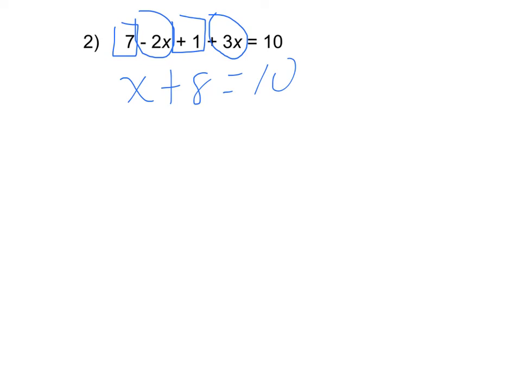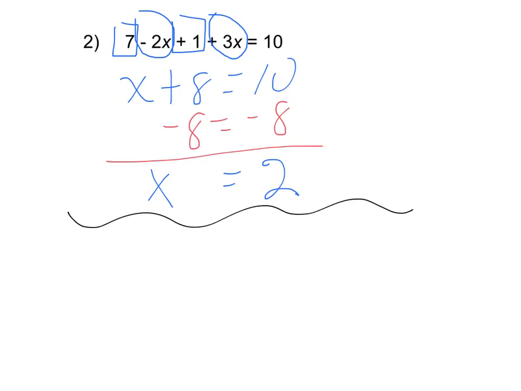So now we're going to get rid of that 8 first, undo the adding by subtracting, and what we end up with is x equals 2, another micro fun size bag of M&Ms. Let's say it's 2 pounds, that'll be more fun. And then again, you can plug it back in and see if it works.